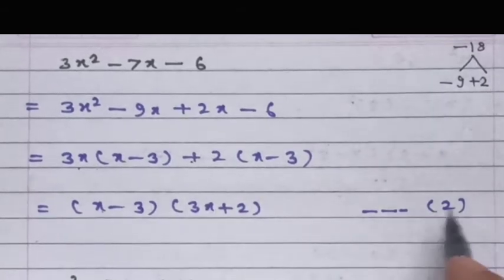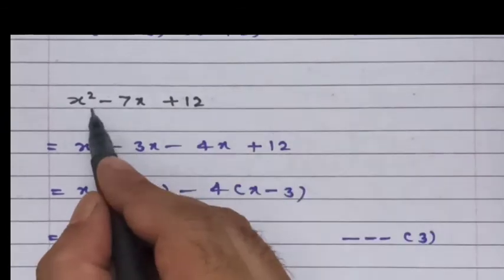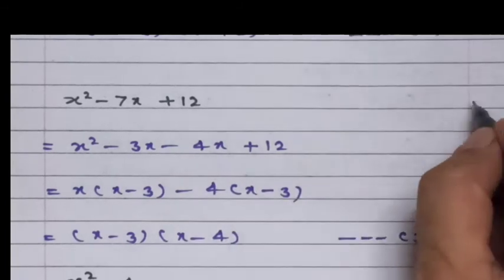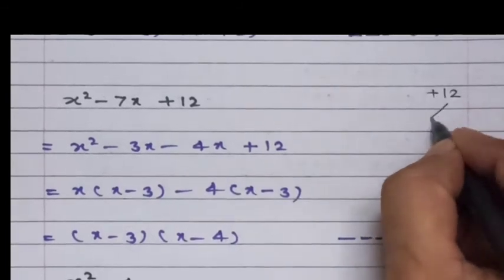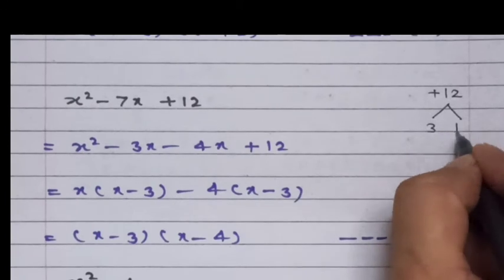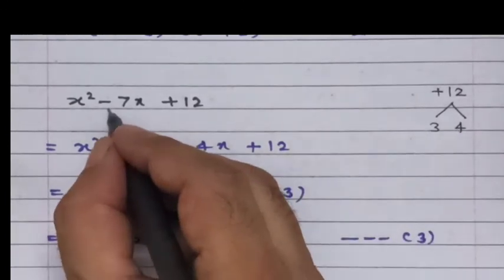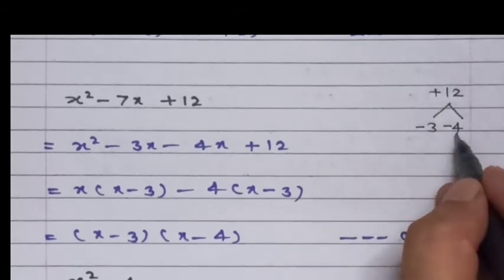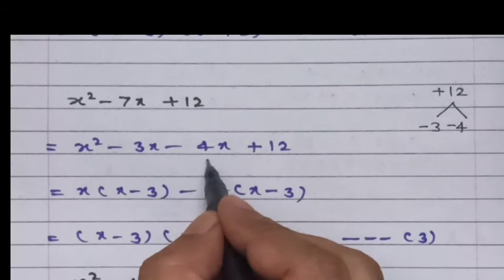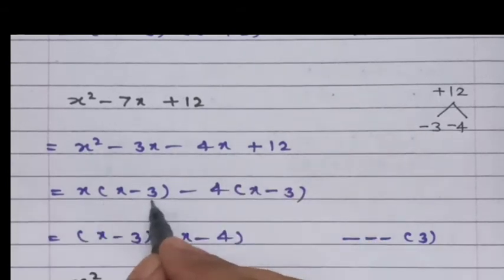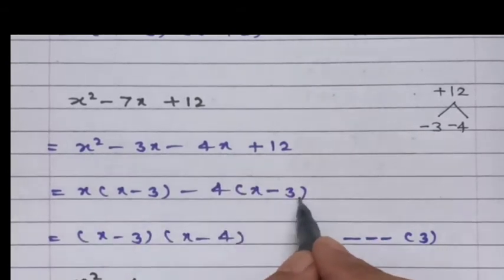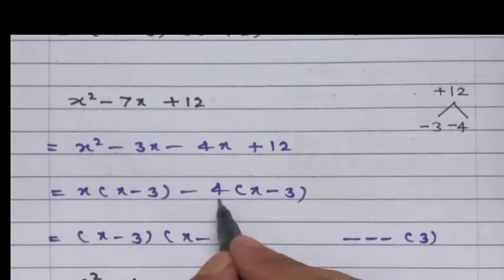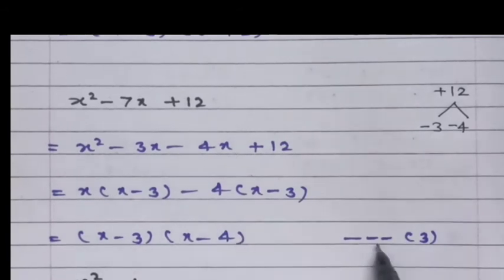Now third, x square minus 7x plus 12. It is monic, so the factors of 12 are 3 and 4. The middle term is minus, so both the factors will be minus to get plus. So minus 3 minus 4, so x square minus 3x minus 4x plus 12. Take x common, x minus 3, minus 4 into x minus 3. x minus 3 is once again common, so x minus 3 and x minus 4, so x minus 3 into x minus 4, mark it third.